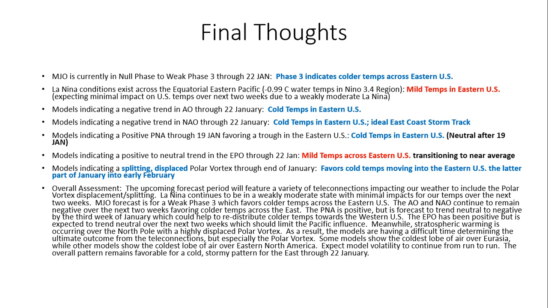So the overall pattern, based on everything we talked about tonight, here's the bottom line. The overall pattern remains favorable for cold, stormy weather across the eastern U.S. through the 22nd of January, for the next 2 weeks. Again, everything's pointing that way. Outside of the weaker La Nina as well as the positive EPO, those are the two right now that are resisting.